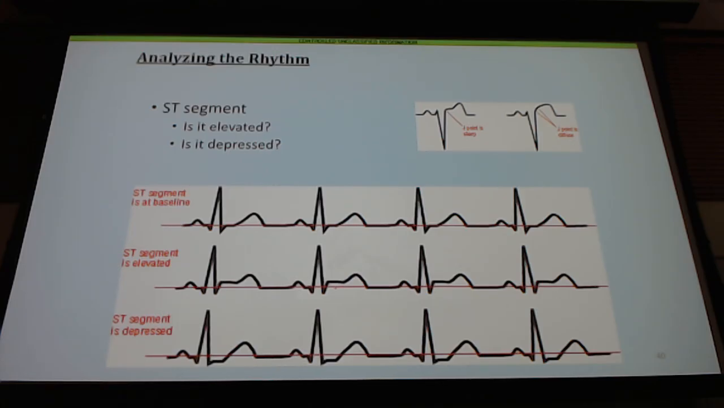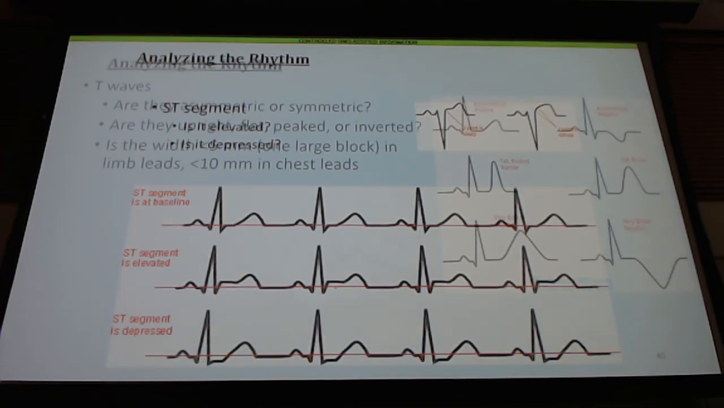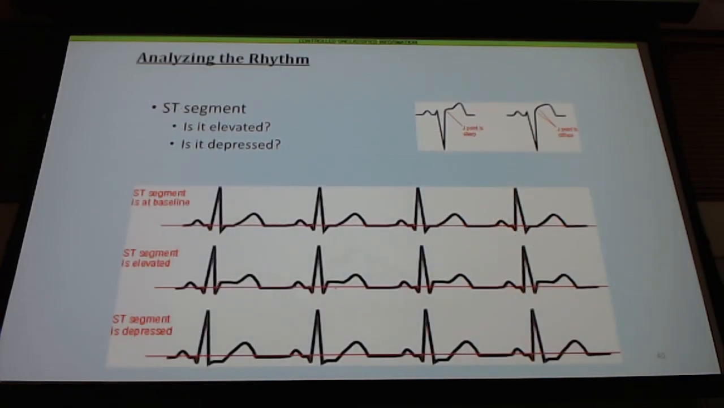You're going to look at the baseline, which is basically your P wave, and just draw that out, and that is our baseline. Now you're going to compare the J point to that baseline. If it's above the baseline, then that is an elevation. If it is below the baseline, then it's a depression, right?